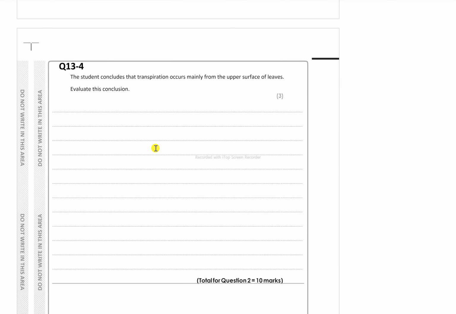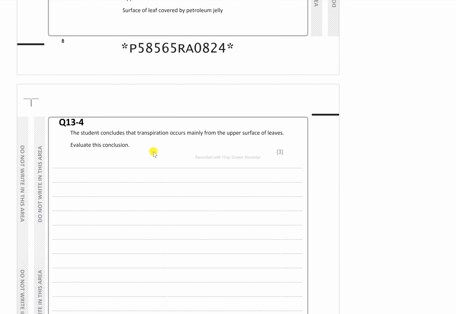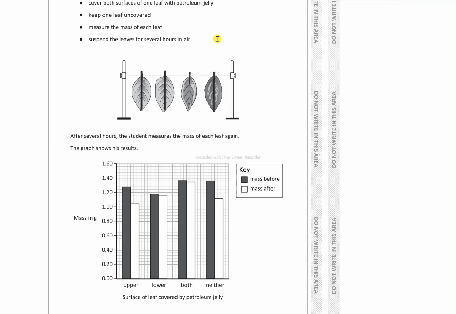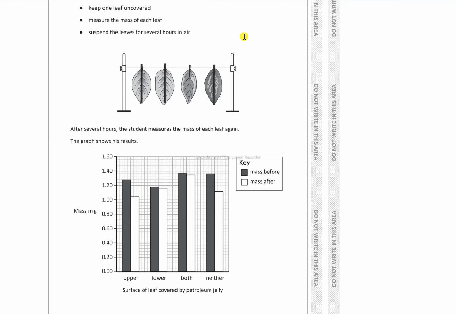I think this is the last. Right, this question here is going to ask you to evaluate the conclusion. What's the conclusion? Let's have a look. A student uses this method to investigate the role of leaves. Of 4 leaves, he covers the upper surface of 1 leaf. Right, it's like that other experiment. For 1 leaf they've covered neither surface, so that's your control.